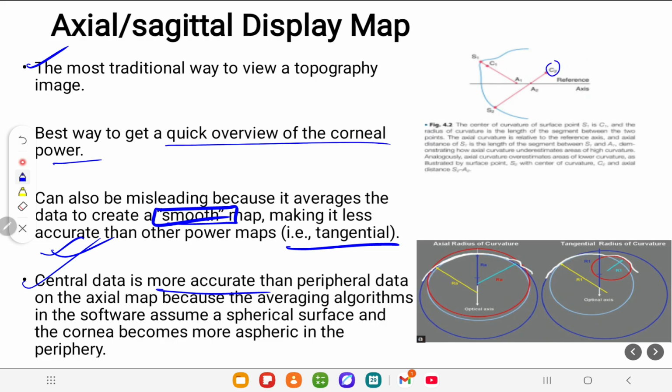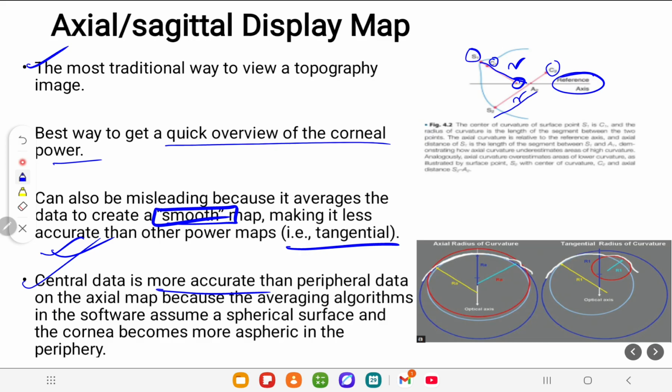But what happens in the case of S2? Its radius of curvature must be S2 to A2. This is R. Okay, this R is longer, but since there is a reference axis and you must touch the reference axis, then R is shorter. But see this S1, actually S1 has a radius of curvature S1 to C1, which is very small. But because of the principle of axial or sagittal display, it has to have some point on the reference axis. So the distance between them is even larger.